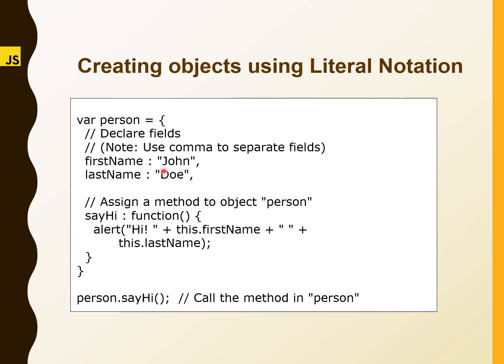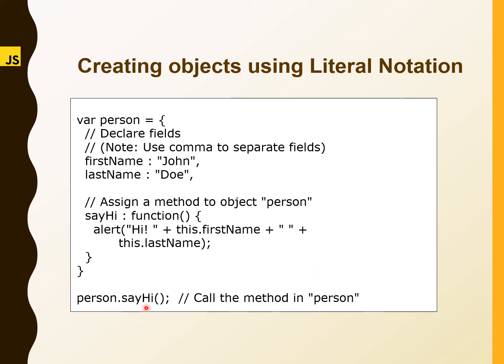So this type of declaration tells us that person is an object variable which contains the properties firstName, lastName, sayHi. firstName has the value John, lastName has the value Doe. sayHi is a function which contains an alert statement, which produces the alert message box. So in order to call the sayHi function in this person object, we just call the object name dot the function name. So here it is person.sayHi().